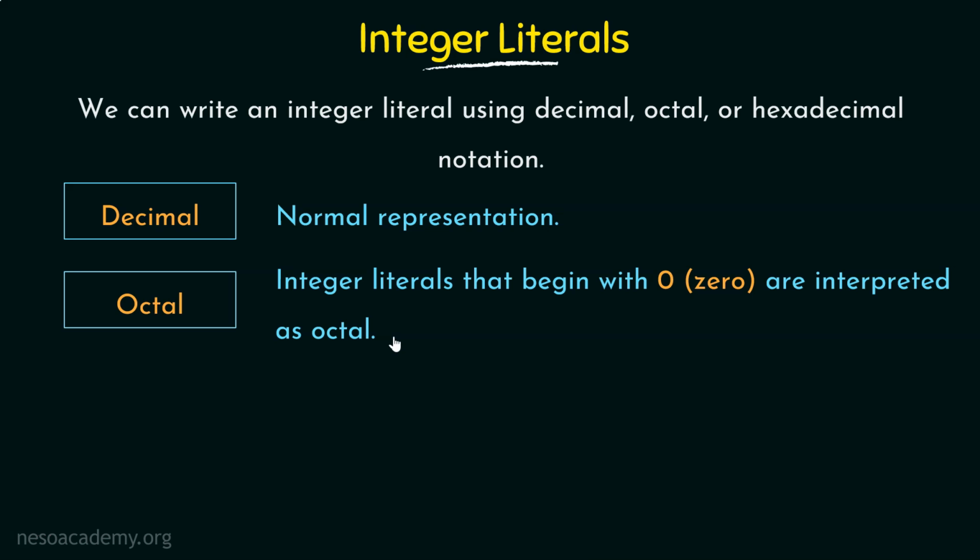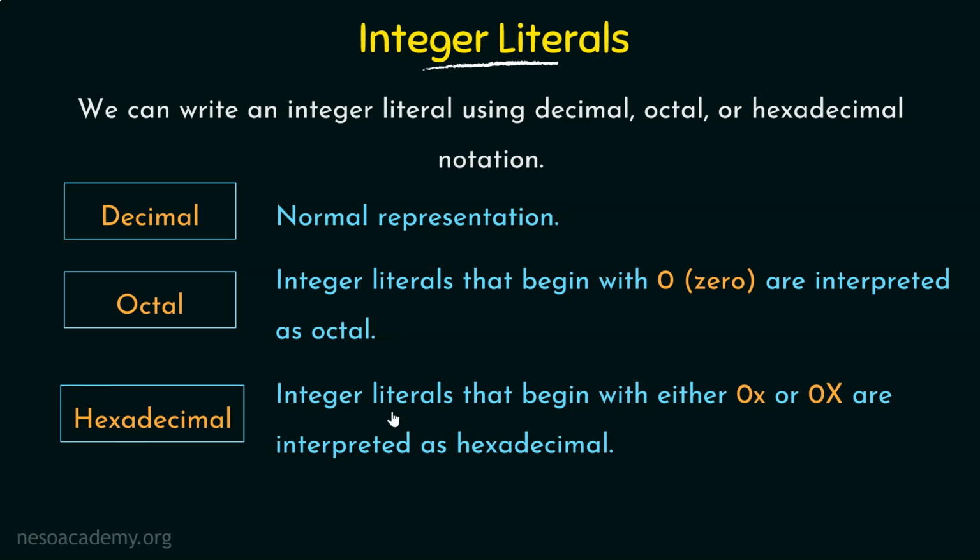Now the next one we have is hexadecimal. Integer literals that begin with either 0x or 0X, that means 0 followed by lowercase x or 0 followed by uppercase X, are interpreted as hexadecimal. So if you write an integer literal that begins with either 0x or 0X, then it will be interpreted as a hexadecimal value. Let us take an example to understand this in a better way.